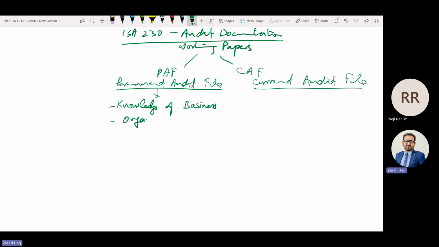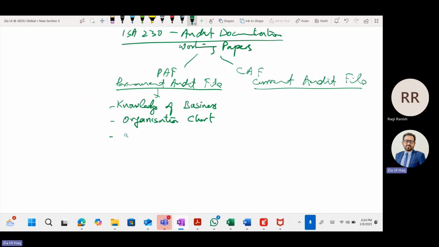Organizational chart, regarding the structure of the organization. What is the structure of the organization? How many departments are there in the organization? Whether the business is operating in one division or more than one division, that chart will remain the same year to year. It will not change. So we keep it in the permanent audit file.